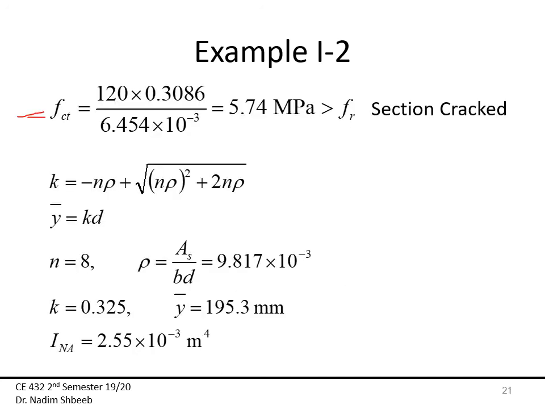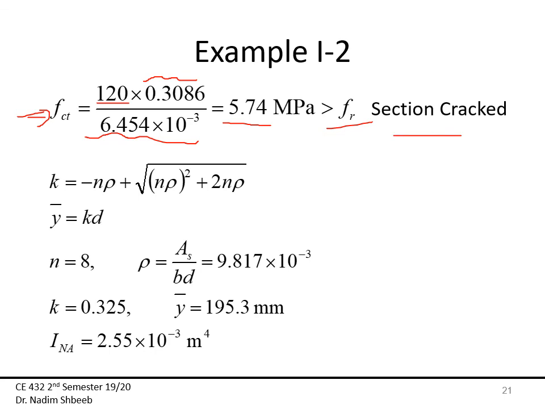So now, to calculate fct, since I already calculated that from the previous example, I'm just plugging in the 120 kilonewton meter, which is giving me 5.74 megapascal, which is larger than the cracking or the rupture stress. So again, the section here is cracked.